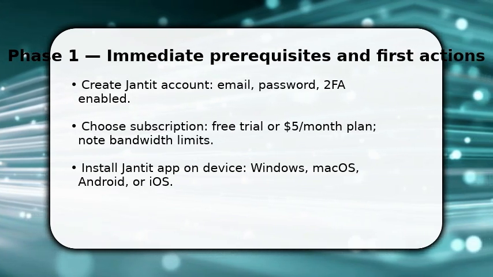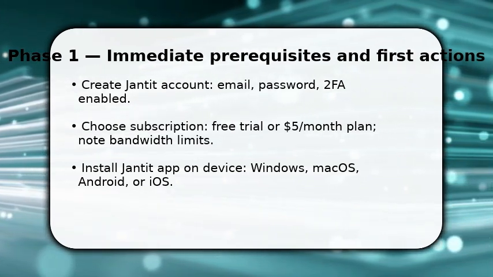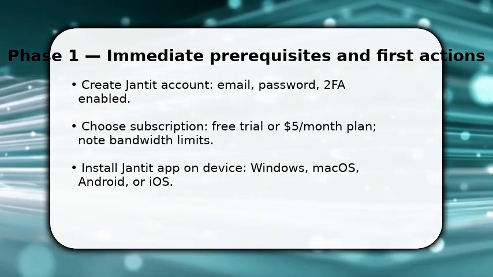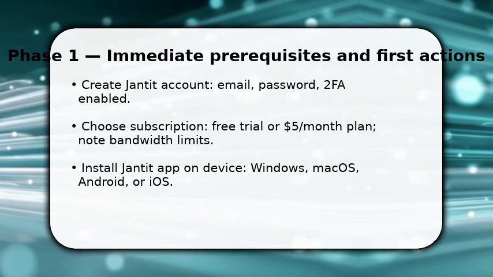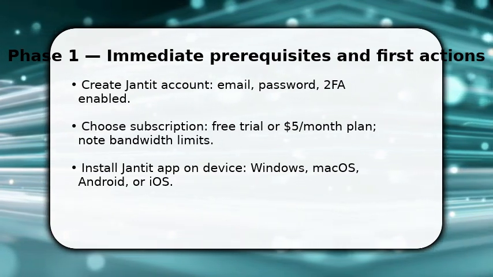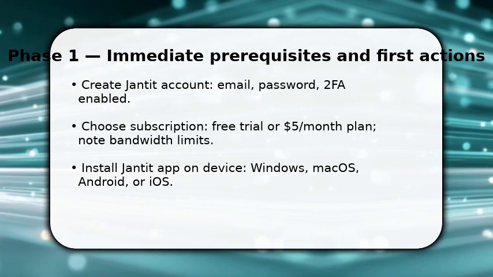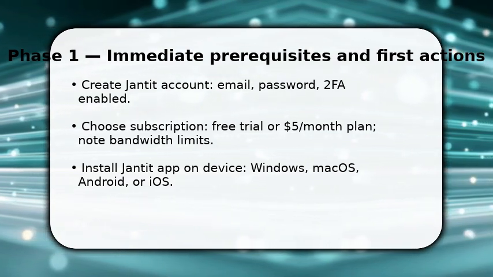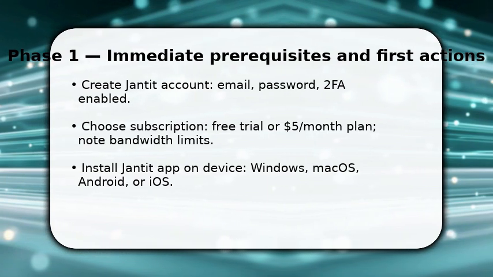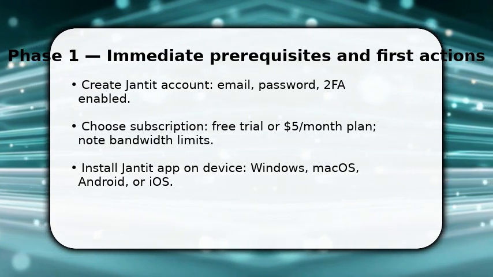Once signed in, pick a server region close to you for better latency. Make sure to note any trial limits or bandwidth caps. If asked, allow the app to create a VPN profile. This is necessary for system-level routing. Now you're ready to move into connection details and configuration.